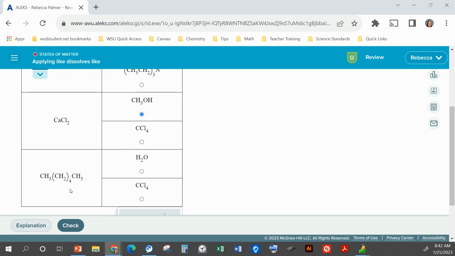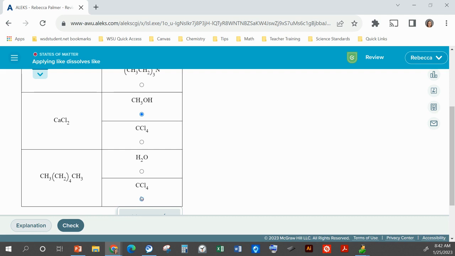All right, next one. What do we notice about this molecule? We'll talk about these in chapter 11. So what do you notice about it? Is it polar? Does it have any hydrogen bonding? No hydrogen bonding, not polar. We have 4 carbons plus, so this is hexane. We'll talk about that in a minute.